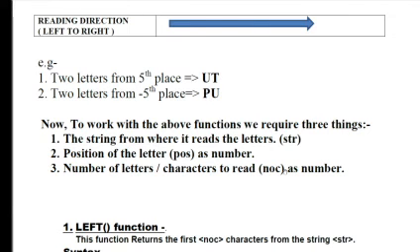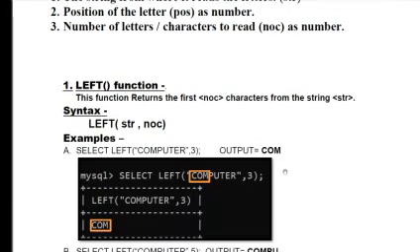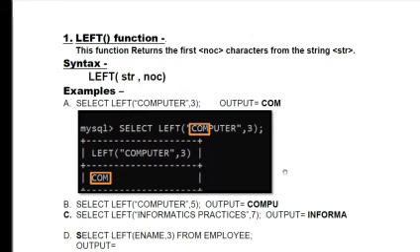Now the first function, that is the left function. This function returns the specified number of characters from the specified string. The general syntax is left, str and number of characters. For example, select left computer, comma 3. So it will read 3 letters from the left hand side. As the name suggests, the left function always reads from the left hand side.